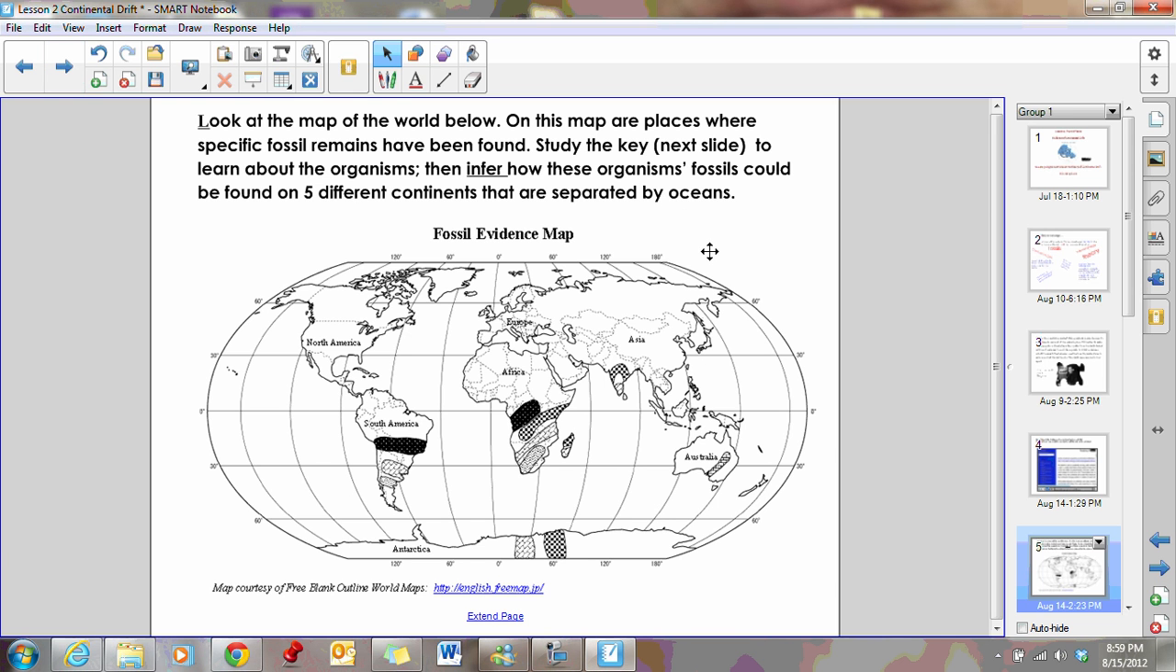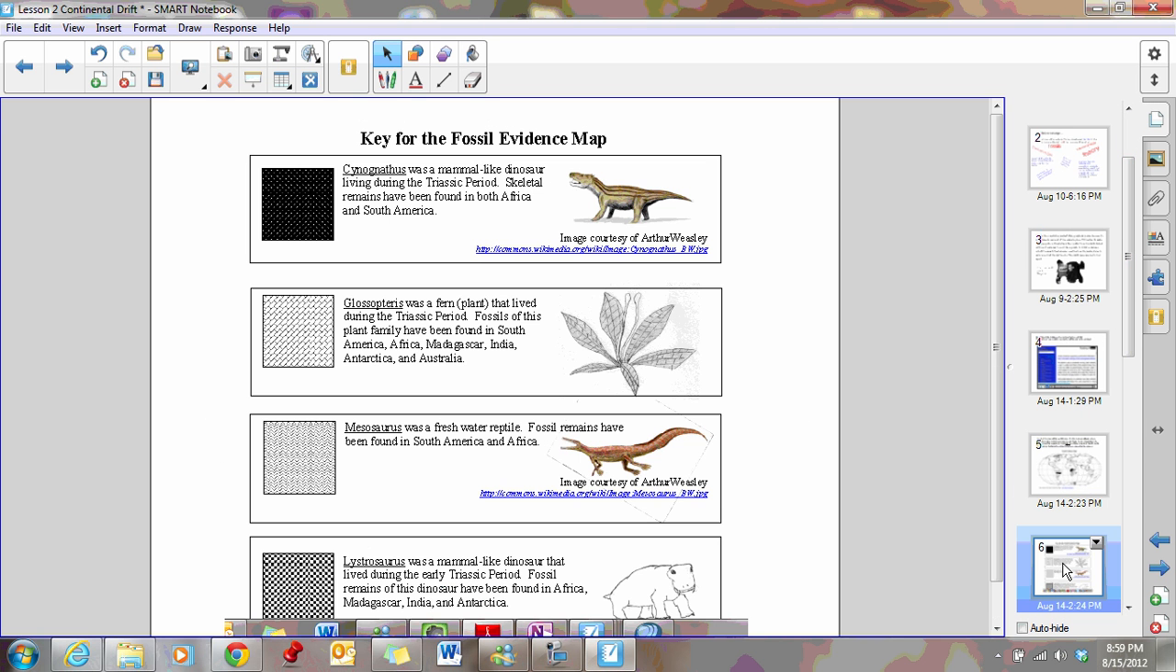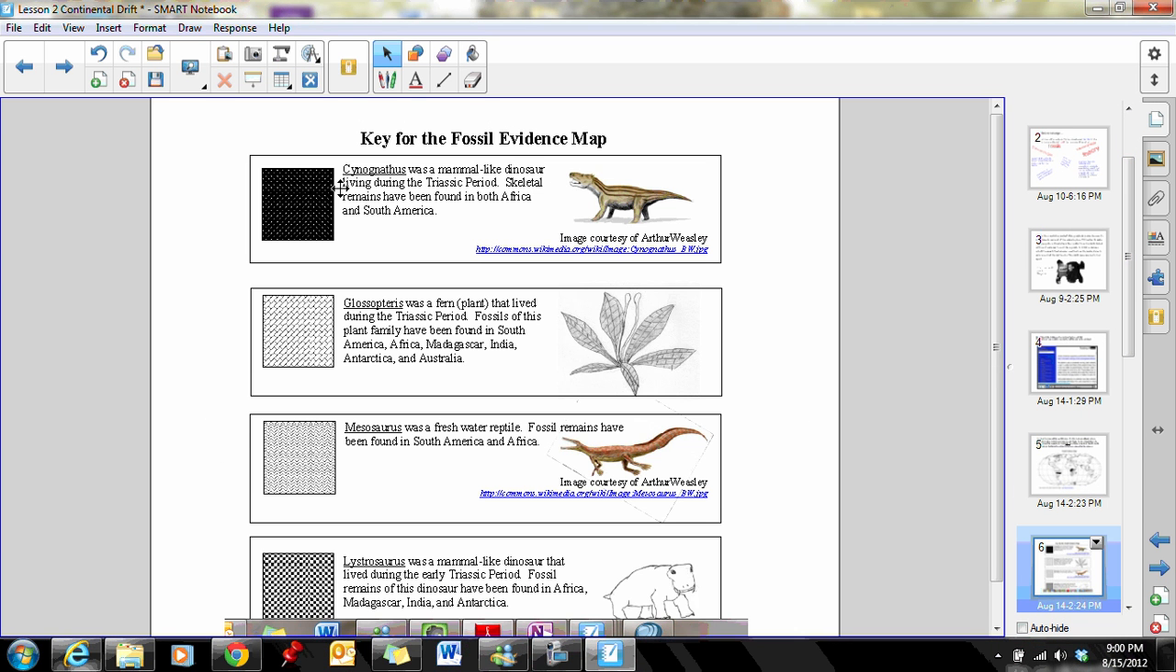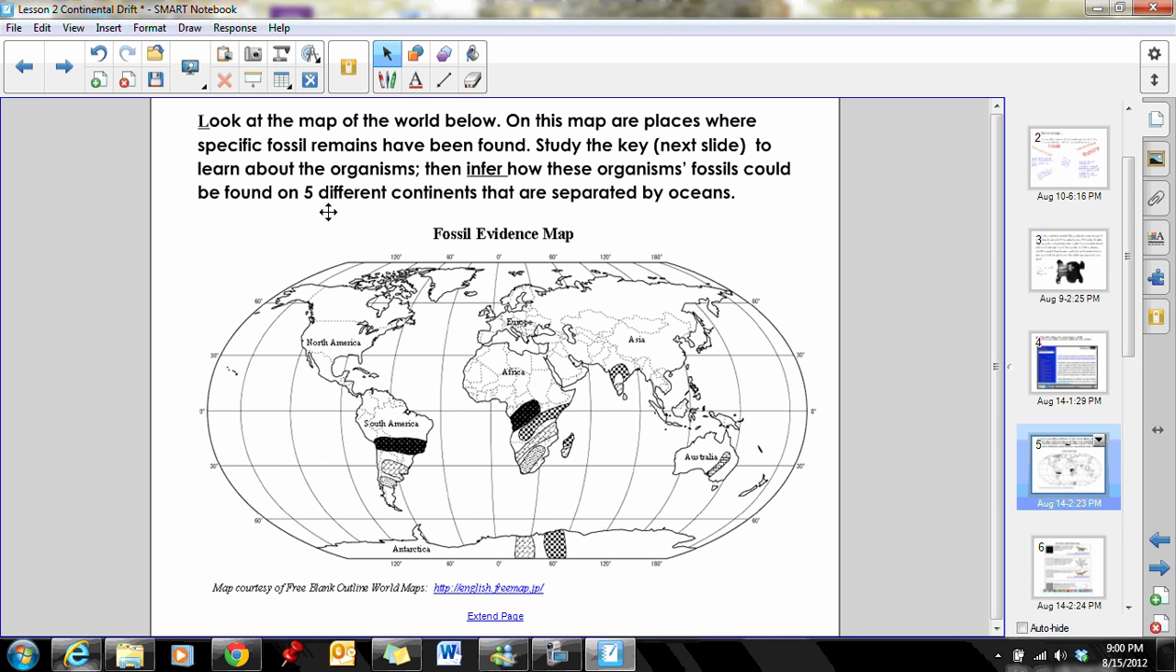All right, the next slide says, look at the map of the world below. On this map are places where specific fossil remains have been found. Study the key, and that's on the next slide. I'll show you. You're going to study the key for the fossil evidence map, to learn about the organisms. Then infer how these organisms, fossils, could be found on 5 different continents that are separated by oceans.